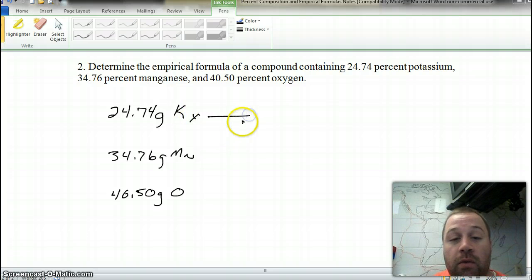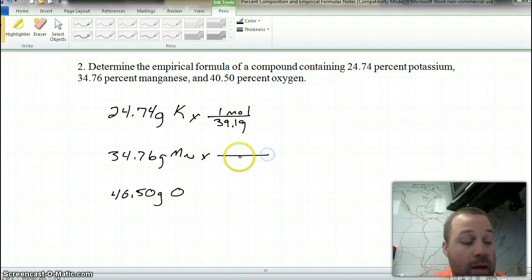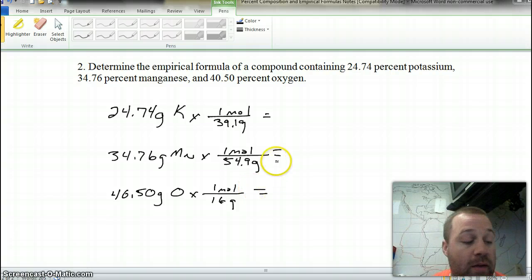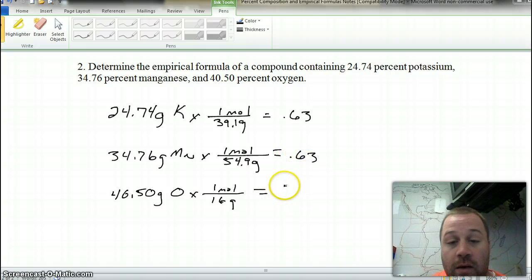Convert each one to moles. So grams, 1 mole up top. For potassium, it's 39.1. For manganese, we have 1 mole is 54, we'll just call it 54.9 grams. And for oxygen, 1 mole is 16 grams. Solve each of these problems. So you're going to be dividing because those molar masses are below the line. You have 0.63, you have 0.63, and 2.53.